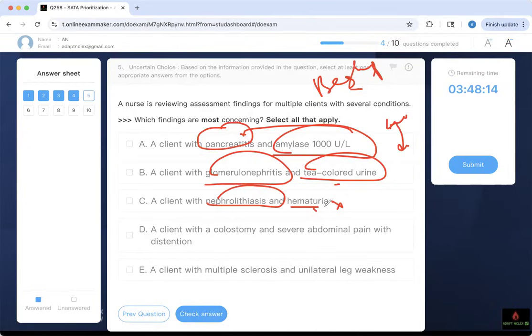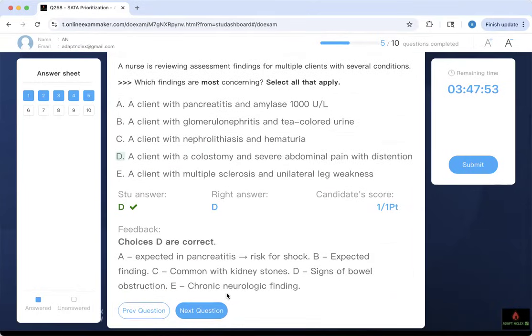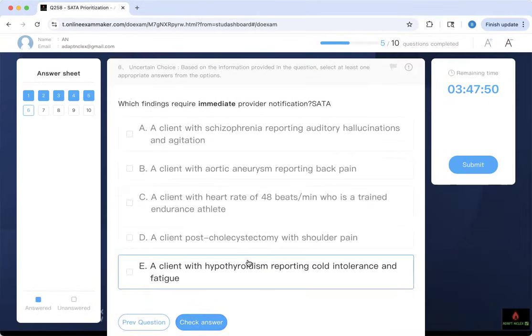Colostomy patients with severe abdominal pain and distension, obstruction. They can have ischemia, sepsis. That's a problem. They will perforate. Big problem. Multiple sclerosis is a neurological problem, and unilateral leg weakness is an expected finding. You see one answer choice. Over-select, you get 0. Adaptive NCLEX does not want you to have 0. So use this strategy. Which finding requires immediate provider notification? Prioritization, selected apply. NCLEX practice and review questions. This is all you need to master that.